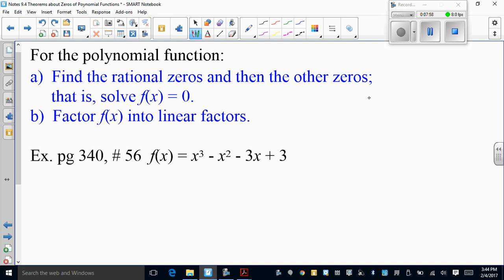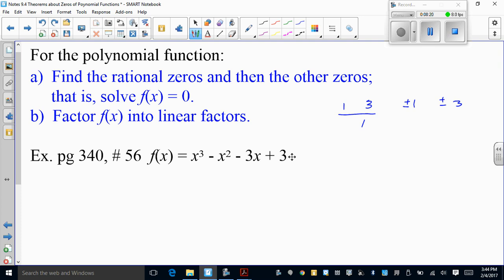I have 3 and 1. My factors are 3 and 1. The only factor of 1 is 1. So my possible zeros are positive or negative 1, positive or negative 3. Now this guy is positive, which doesn't help you any because 2 negatives will get you to the positive and 2 positives will get you there.